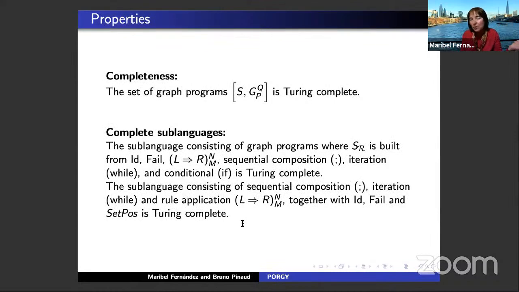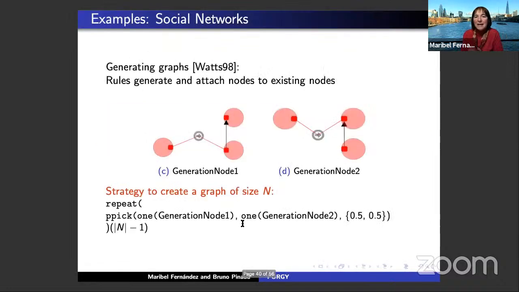The language is Turing complete. Again, this is not very surprising. We know that rewriting is Turing complete. We also have identified some sub-languages that are Turing complete. And now let me show you briefly a couple of examples.